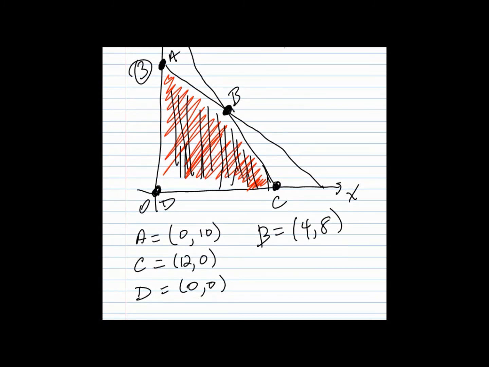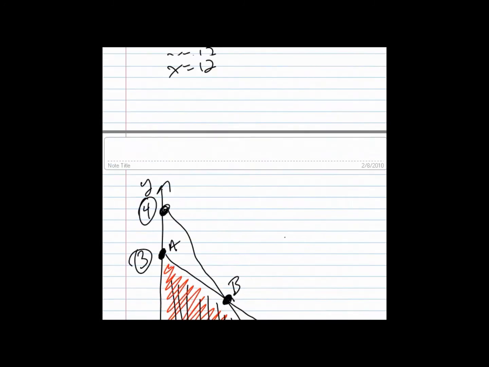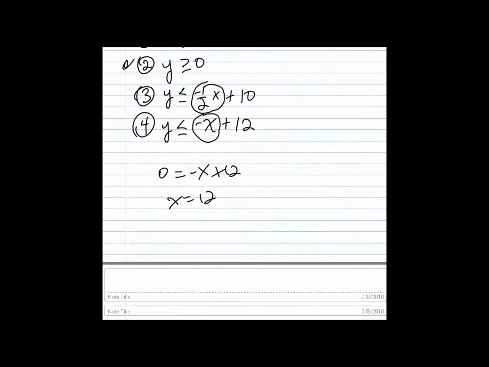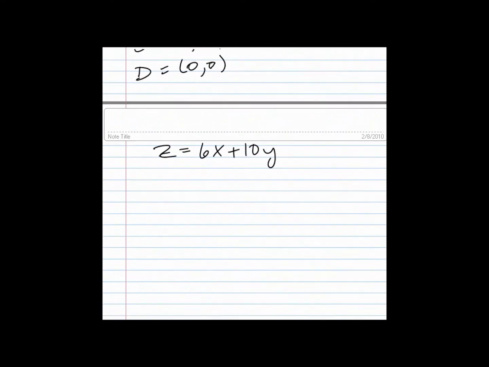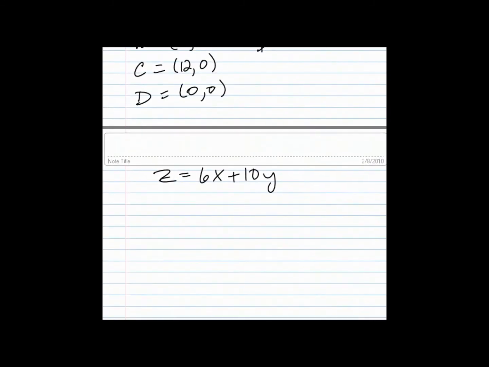So let's go down and plug these points A, B, C, and D into our objective function, and whichever one gives the highest value, that will be what maximizes our function. So what was the objective function again? Z equals 6x plus 10y. That's our first point, over 0 up 10. So A, which equals 0, 10. This implies that Z equals 6 times 0 plus 10 times 10. So 10 times 10, which equals 100.